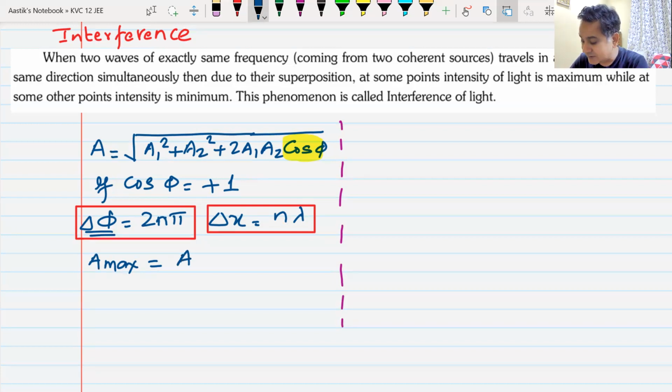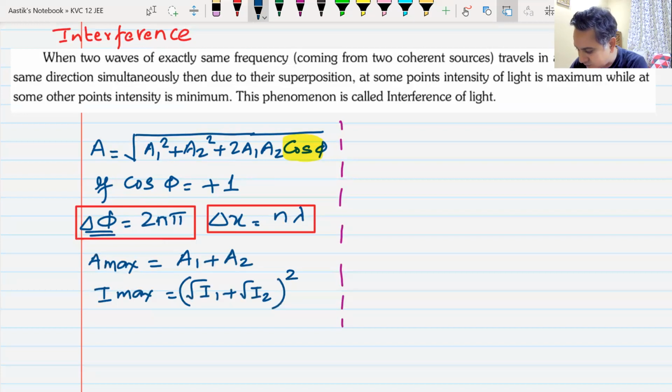So basically it becomes the addition of the two amplitudes. Do we understand this? Yes, sir. Or if I talk in terms of intensity, the maximum intensity becomes (root over I1 plus root over I2) whole square. Understand this? Yes, sir. I have converted amplitude into intensity.